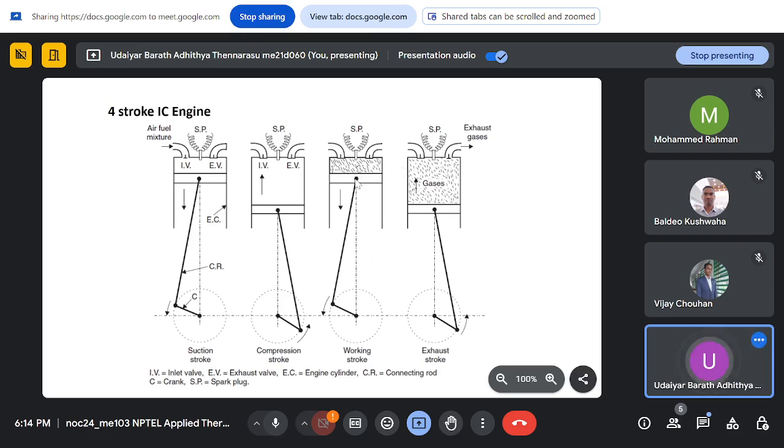After this, when the piston reaches the bottom, it starts moving up again. Now your exhaust valve is open, and the gases inside start going out. Then it goes back into the cycle: from the top position it starts coming down, the inlet valve opens, and the cycle repeats.